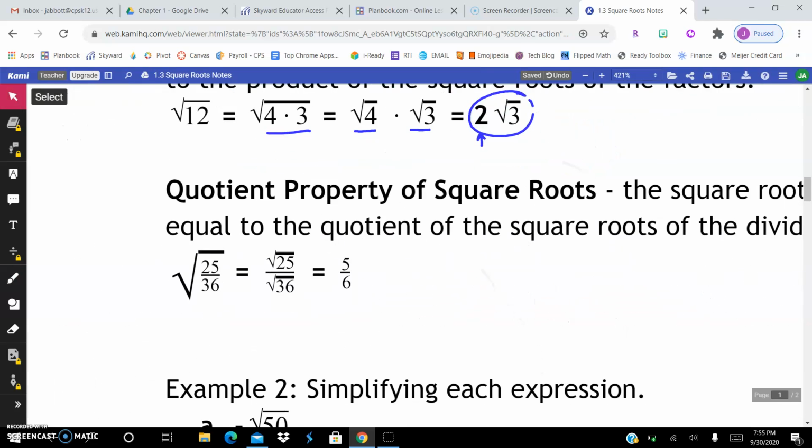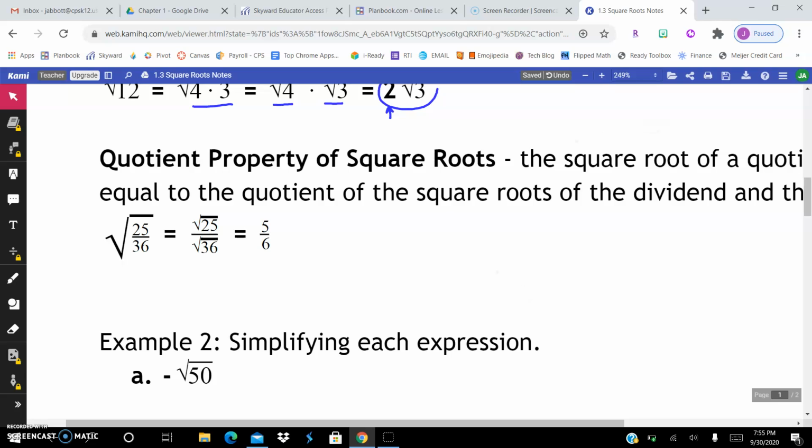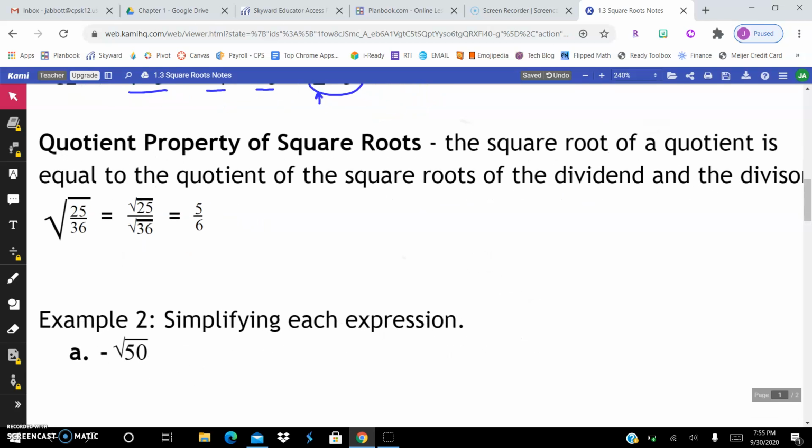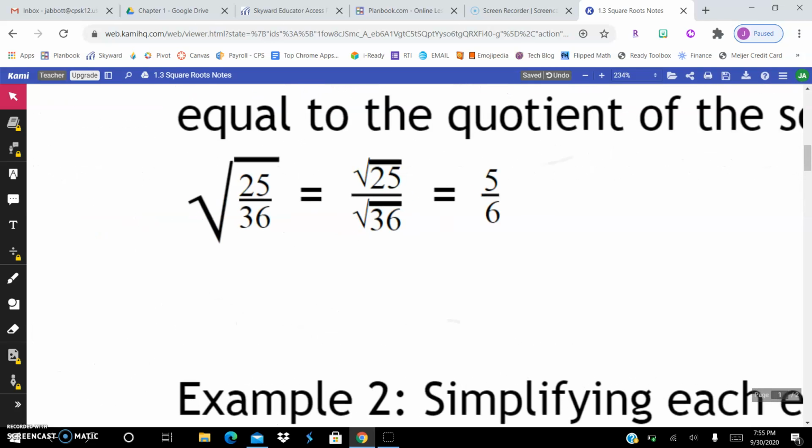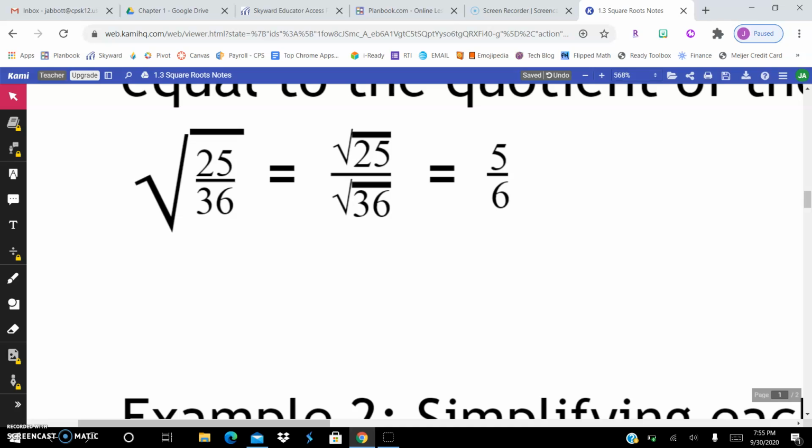Now the quotient property of square roots is the same exact thing, except it's with division. So the square root of a quotient is equal to the quotient of the square roots of the dividend and the divisor. In other words, we can take that square root of the fraction and break it up into 2 different problems, the square root of the numerator and the square root of the denominator, and then do each one and get an answer here. So the square root of 25 is 5, and the square root of 36 is 6. So the answer would be 5/6.